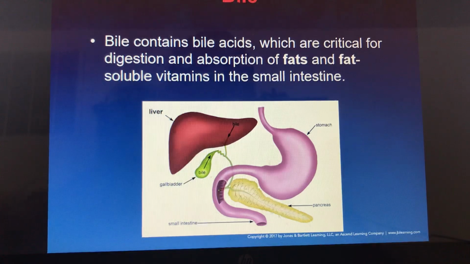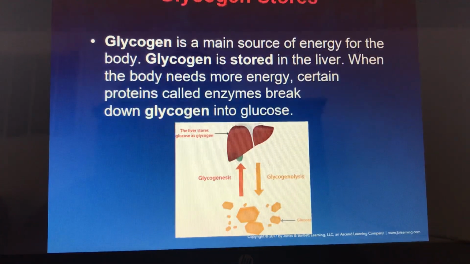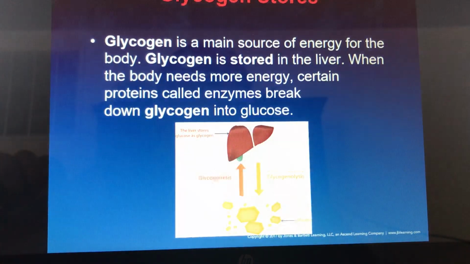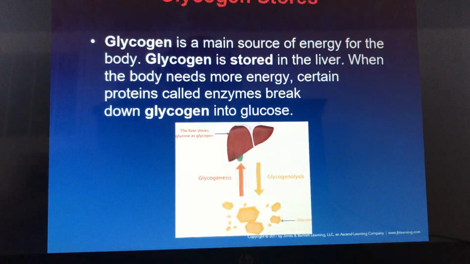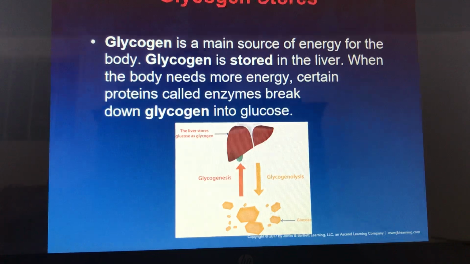Bile is, again, like I said, it just emulsifies fats. So you can have fat-soluble vitamins, and it comes down that common bile duct. Another thing that the liver does is it has glycogen stores. Glucose is the main energy source for all our cells. Remember, the cells love oxygen and they love sugar.